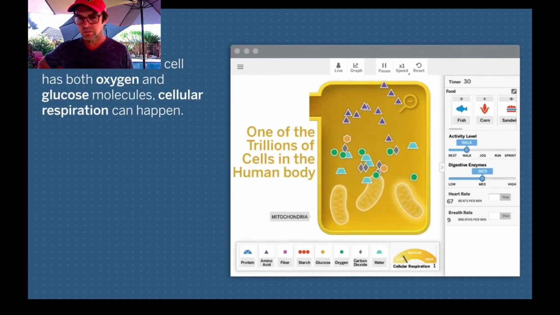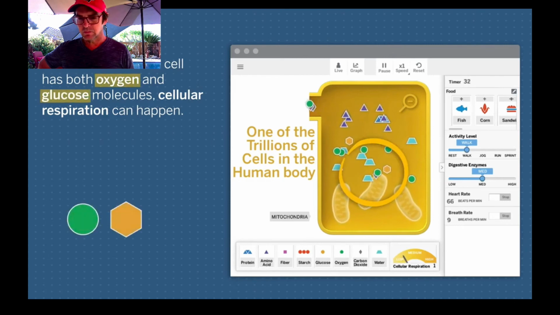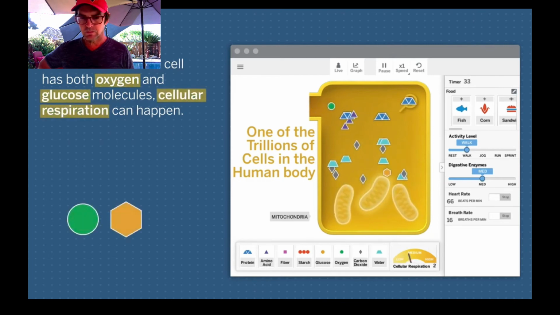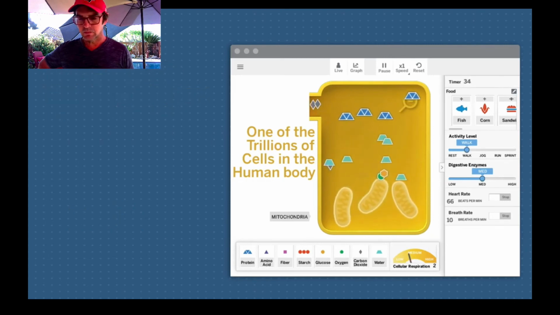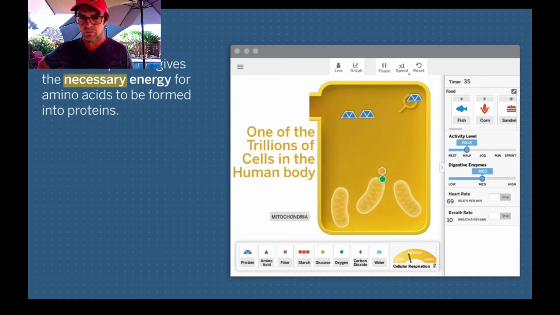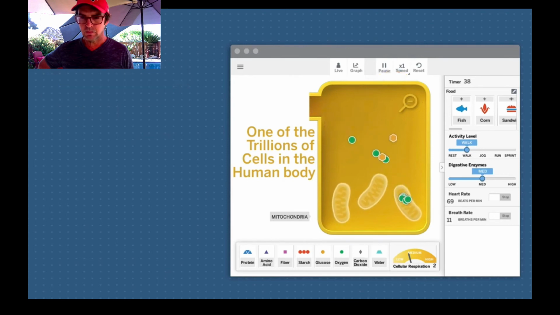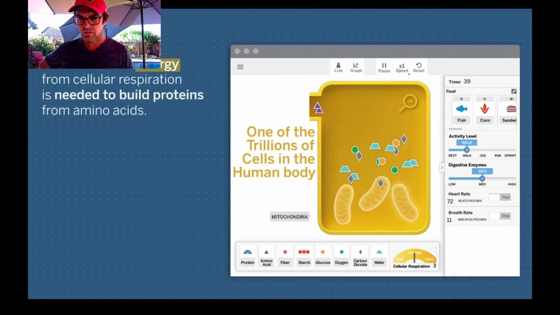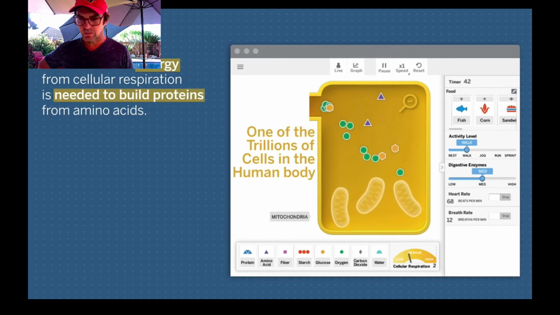Notice that once the cell has both oxygen and glucose molecules, cellular respiration can happen. Cellular respiration gives the necessary energy for amino acids to be formed into proteins. This shows that energy from cellular respiration is needed to build proteins from amino acids.